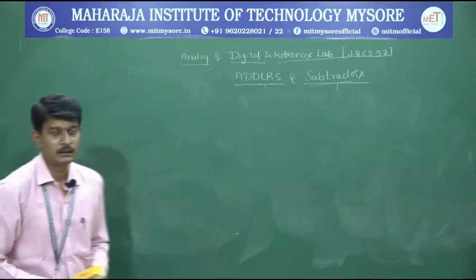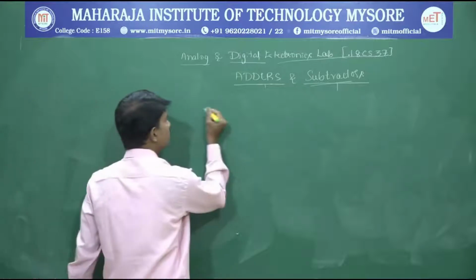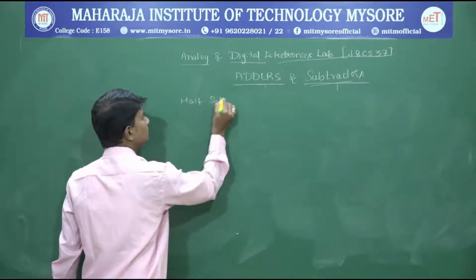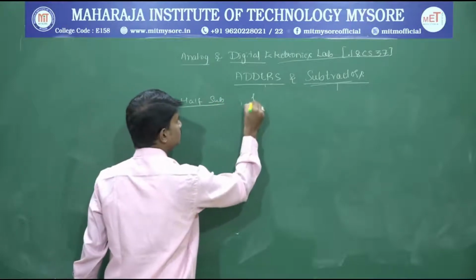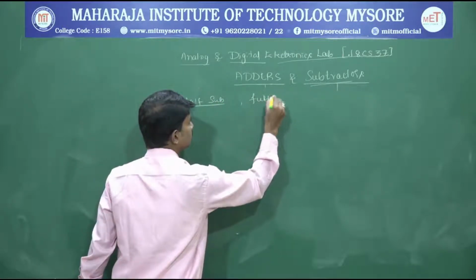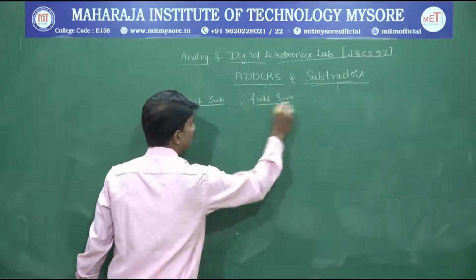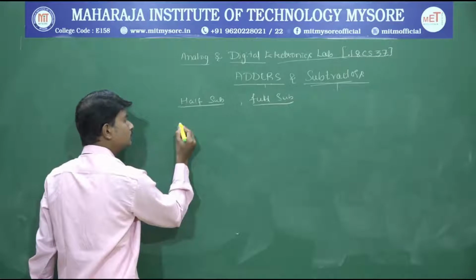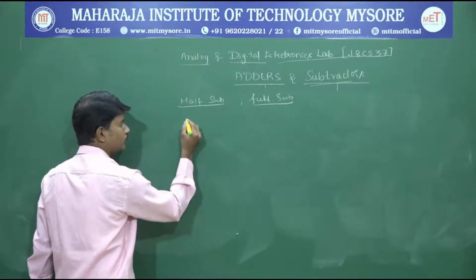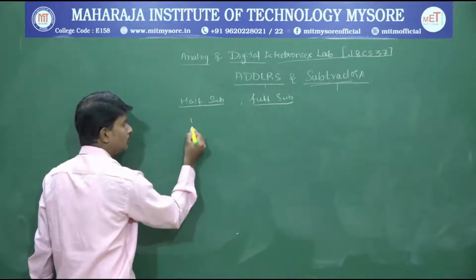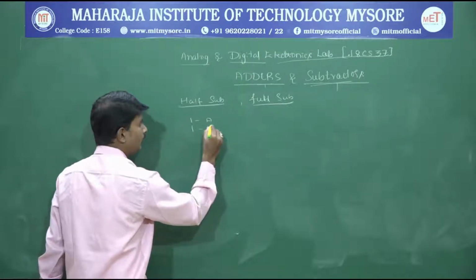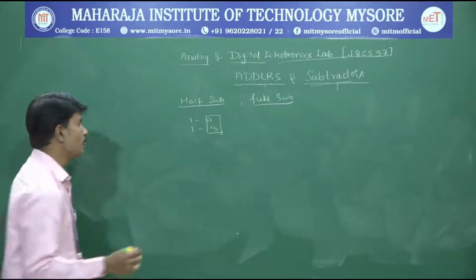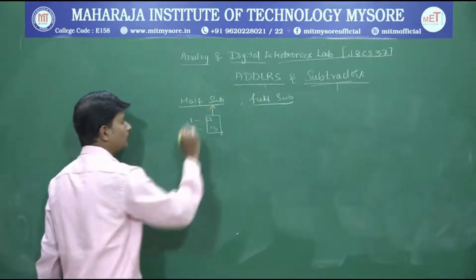Now again in a subtractor, we are going to have two types. One is half subtractor, another one is full subtractor. So as I told in the example, if there are two variables you want to subtract, let's say A and B, if you want to do only a subtraction for two variables, then I'm going to go for a half subtractor circuit.